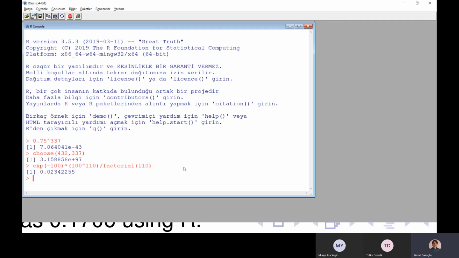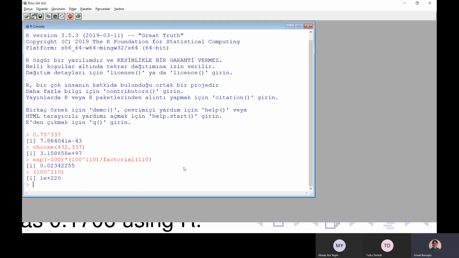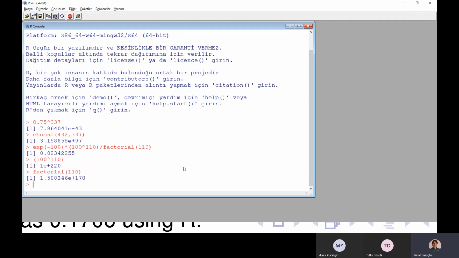But if you intend to do it by yourself, for example, if you intend to calculate just 100 to the power 110, you will get something like this. And when you intend to calculate the factorial of 110, you would get something like this. Now your calculator, your humble calculator during an exam, cannot do that, okay? I mean, the computer here can do that, but your humble calculator cannot do that.